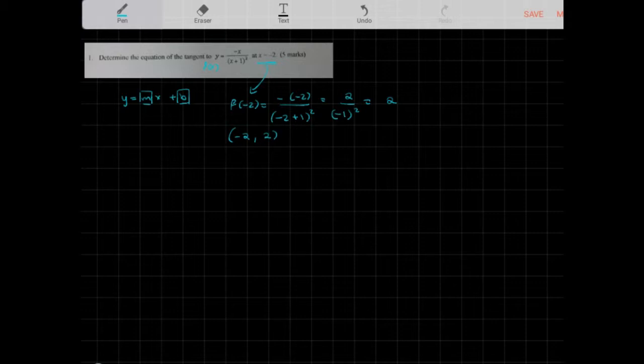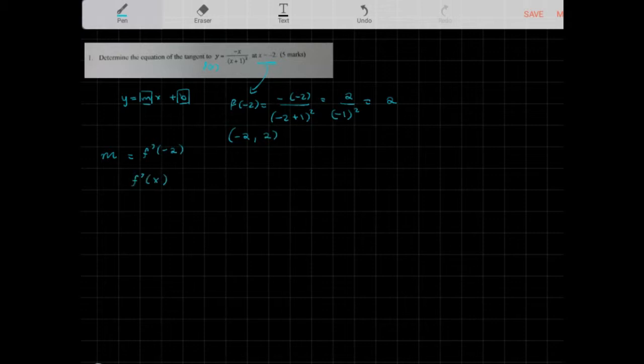Now, in order for us to find the slope of the tangent, we need to find the derivative function, f'(x), but we're specifically finding the slope of the tangent at x = -2. So we're basically finding f'(-2). So f'(-2) just means the slope of the tangent at x = -2. So let's find the derivative function.